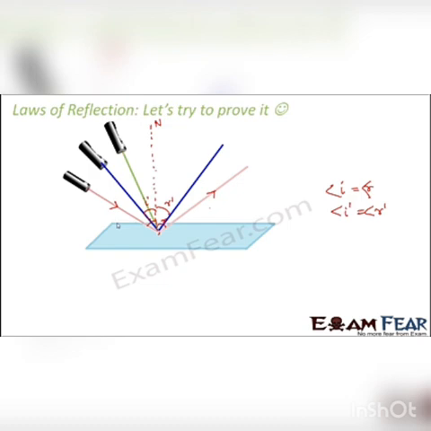You can further try to change the angle of incidence. It has decreased further, but at the same time you will see that the angle of reflection has also changed. So this experiment proves that as you change the angle of incidence, the angle of reflection also changes, and in all the cases the angle of incidence remains equal to the angle of reflection. This is how we have proved one law of reflection.